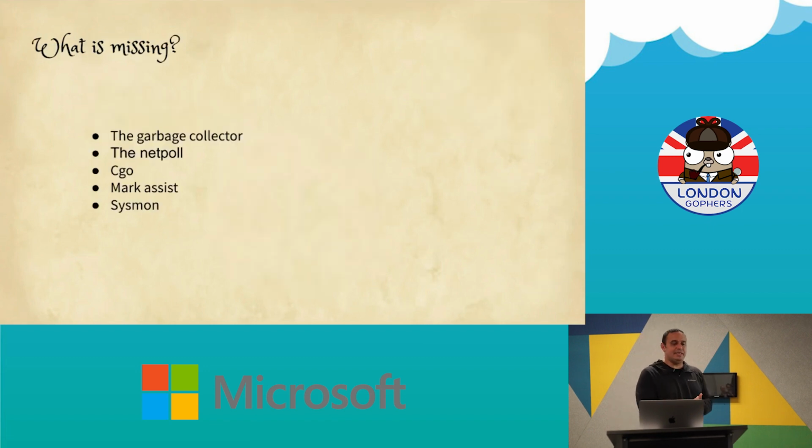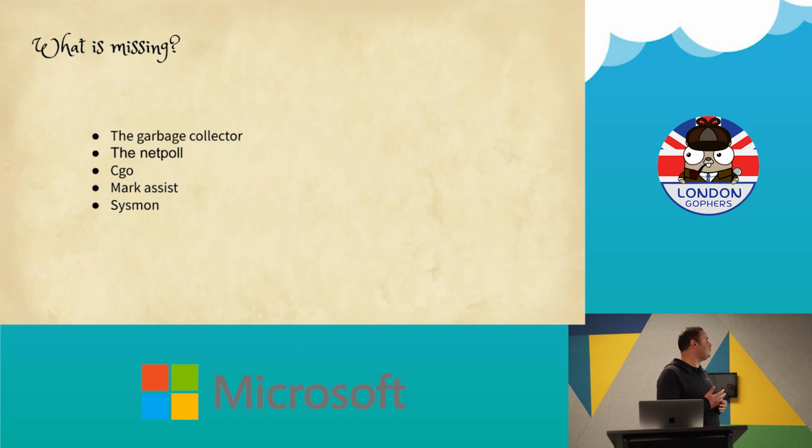Okay, what is missing? I haven't talked about the garbage collector deeply. I haven't talked about the net poller deeply. I haven't talked about cgo at all. I haven't talked about mark assist deeply. And I haven't talked about sysmon. All those things are related to Goroutines.